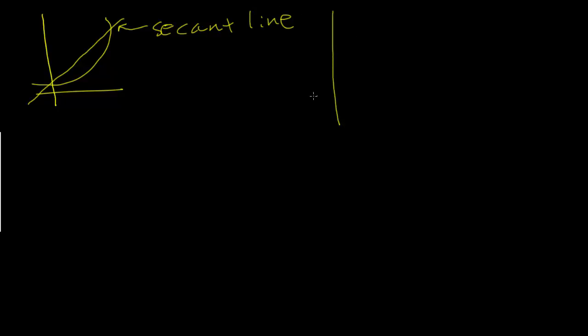Given a curve like this, if we draw a straight line that cuts through the curve, this line is called a secant line. On the other hand, if we have the same curve, but the straight line touches the curve only at one point of the curve, then we say this straight line is called a tangent line.